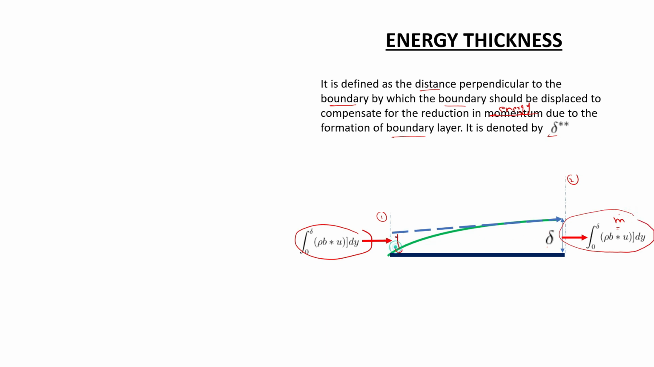Now see that here the thickness is less than this delta, because the streamline is getting slightly shifted upward. Actually, the same mass flow rate is taken here, but it flows through a slightly narrow region.